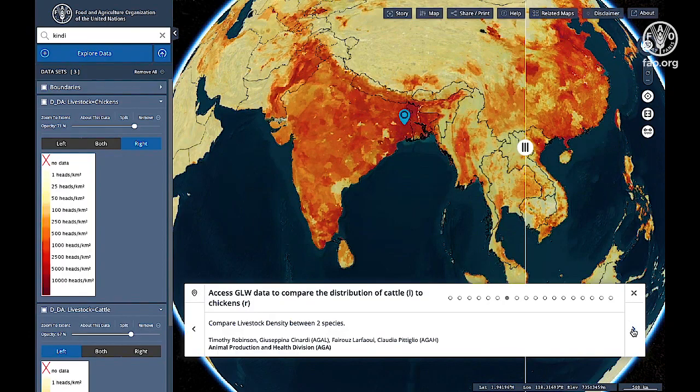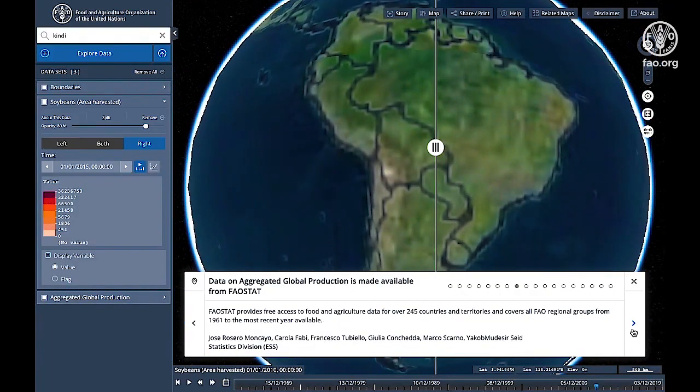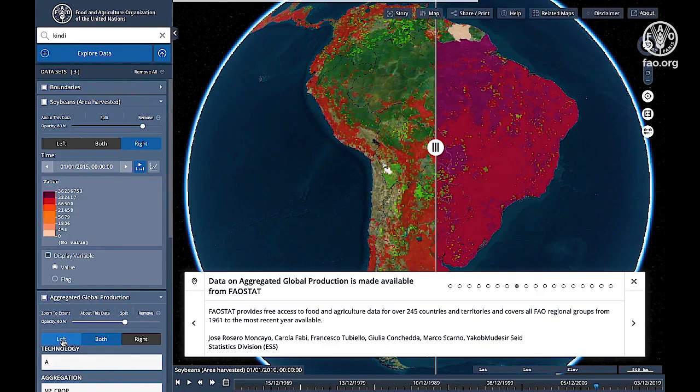Data on aggregated global production is made available from FAOSTAT. FAOSTAT provides free access to food and agriculture data for over 245 countries and territories and covers all FAO regional groups from 1961 to the most recent year available.